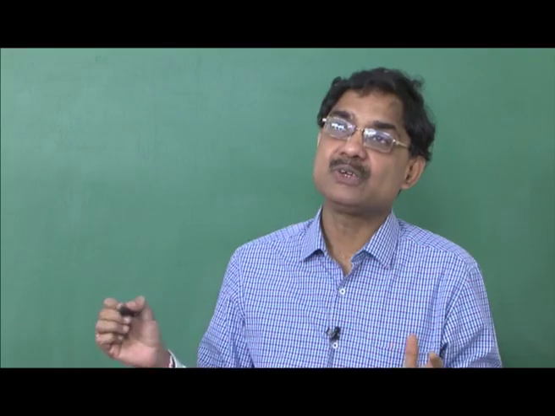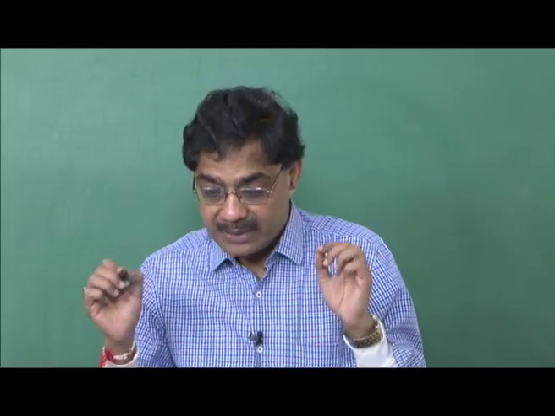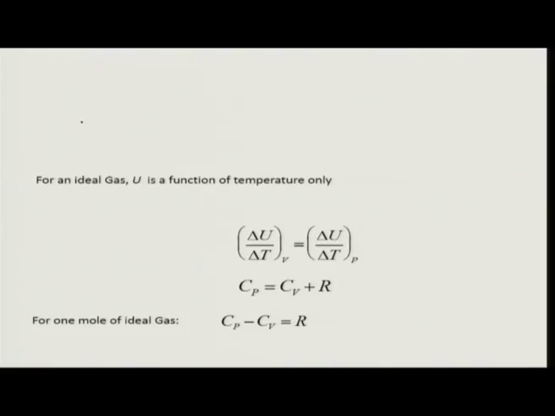We know PV is equal to RT for an ideal gas, 1 mole of ideal gas. If temperature is constant, then I can say PV is equal to constant. But it is not an isothermal process. So, temperature is not constant. So, I cannot say PV is equal to constant. We have to be careful.